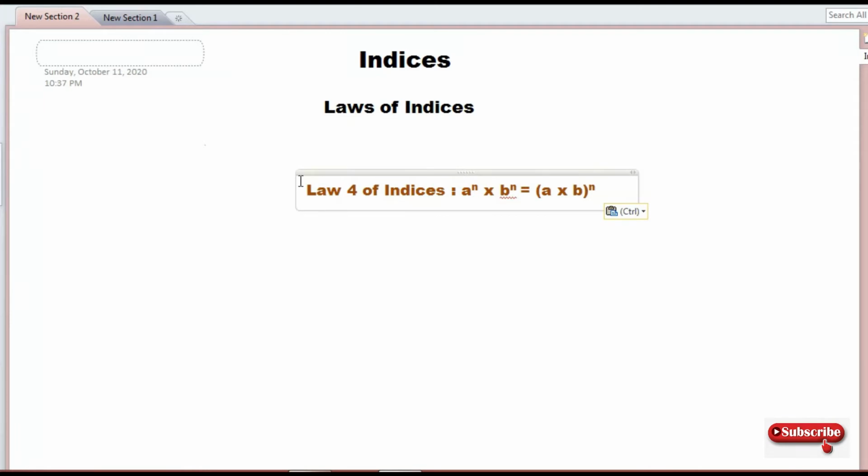So the fourth law says a power n multiply b power n is equal to a multiply b whole power n. What does it mean? Let's understand this with the help of a few examples.